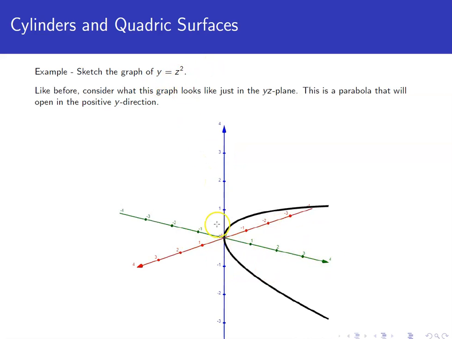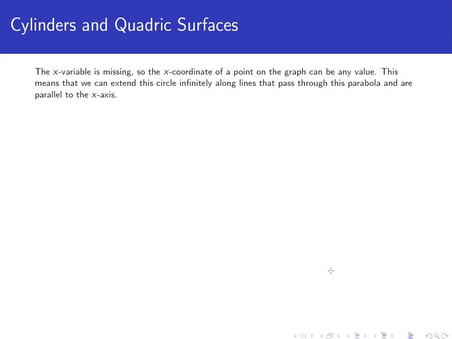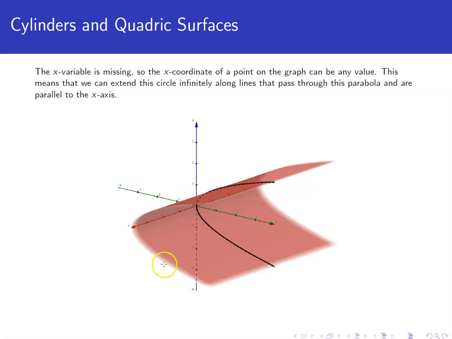So here's the y-axis, and again, here's the z-axis. We're going to have this parabola that opens in the positive y direction. So we've got the sideways parabola with the y-axis running right through its middle. And then just like the previous example, the x is missing, so we would run infinitely in the x direction along lines that are passing through that parabola perpendicularly, if you will. And we get this parabolic cylinder in this case. Imagine it's a sheet of paper that's been bent, essentially, is what this looks like.